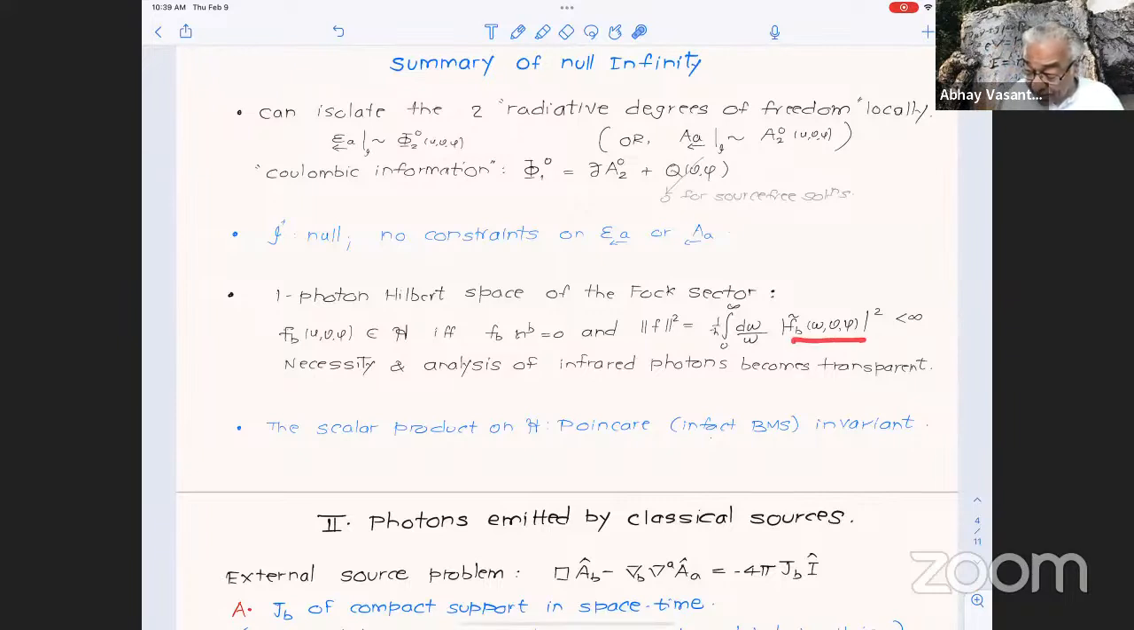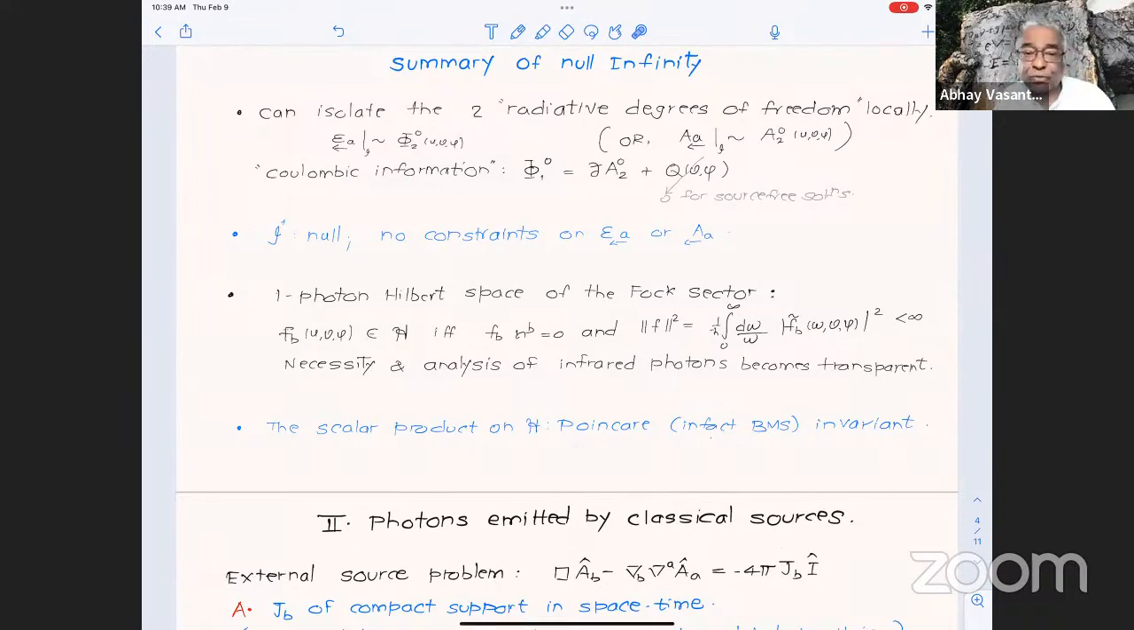Given any smooth configuration like that, it is perfectly fine as a classical field, but it does not define a one-particle Hilbert space element, a one-particle state, unless this vanishes at omega equals 0. And the scalar product on this Hilbert space up here is in fact Poincare invariant, but in fact it is even BMS invariant.